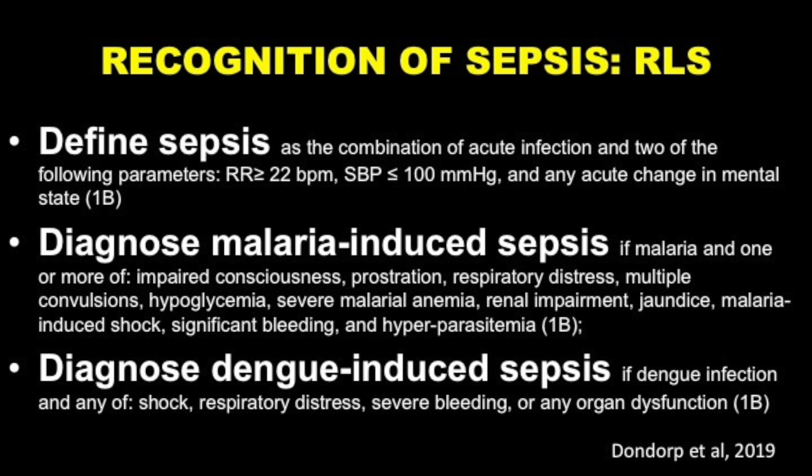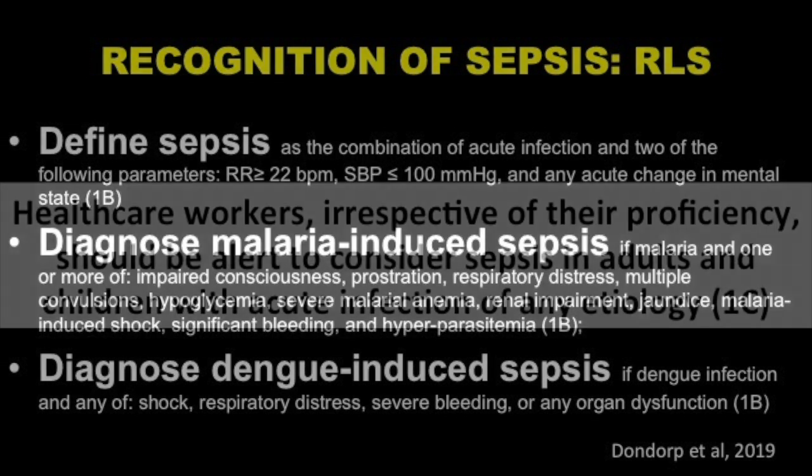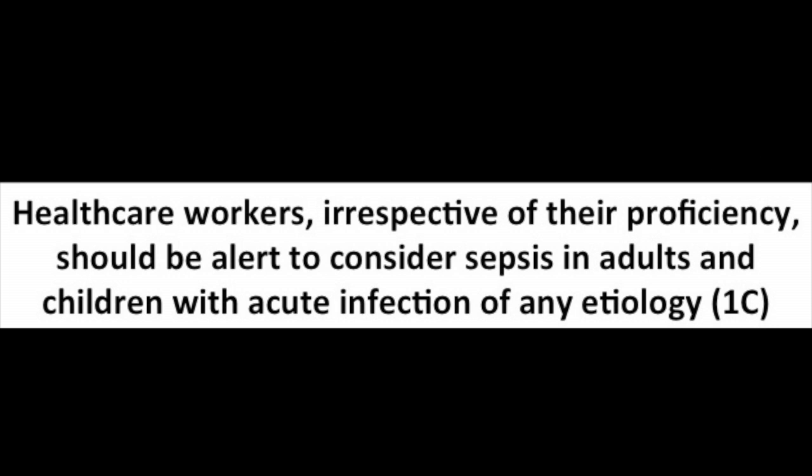I'm going to tell you a little bit more about levels of evidence shortly because I think it's important for guideline reviews. The key thing here is that there were an awful lot of members of this panel that live and work in resource-limited settings, and they include specific criteria for diagnosis of malaria and dengue-induced sepsis. Okay? But their most key point was this one. Healthcare workers, irrespective of their proficiency, should be alert to consider sepsis in adults and children with acute infection of any etiology. Coming back to the point that it's important to think about and recognize.